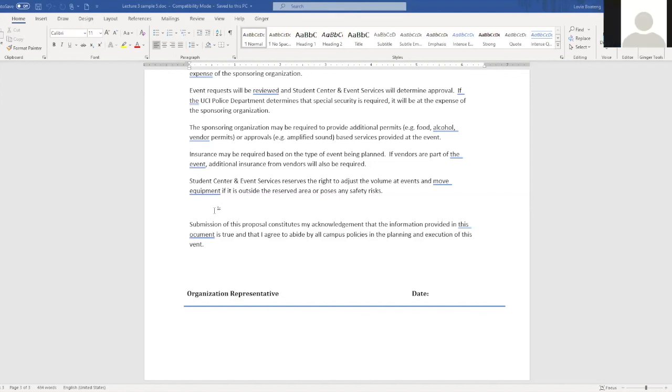Yes, please. So we have seen a very short and simple one, and we have seen a very detailed one, right? So I'm going to put a sample of an event proposal into our Google Drive, and that is the assignment that you are going to do. These are the details of your assignment.